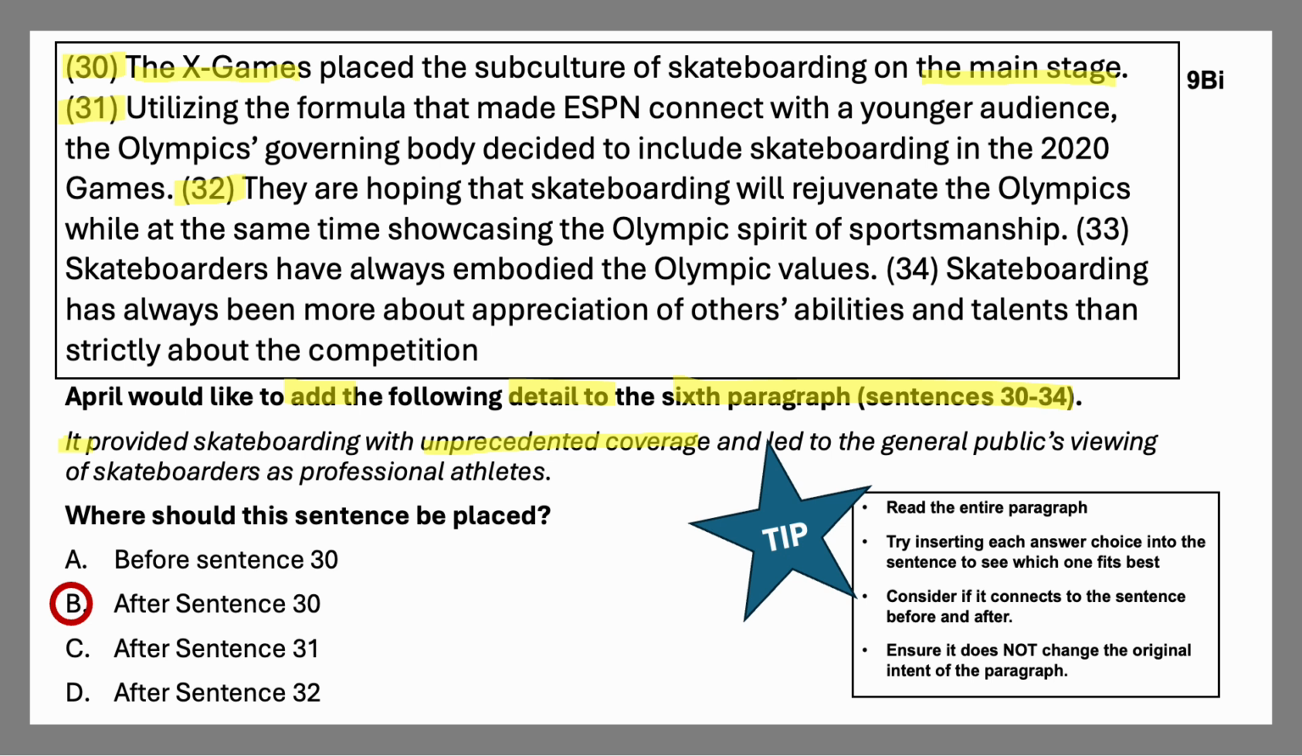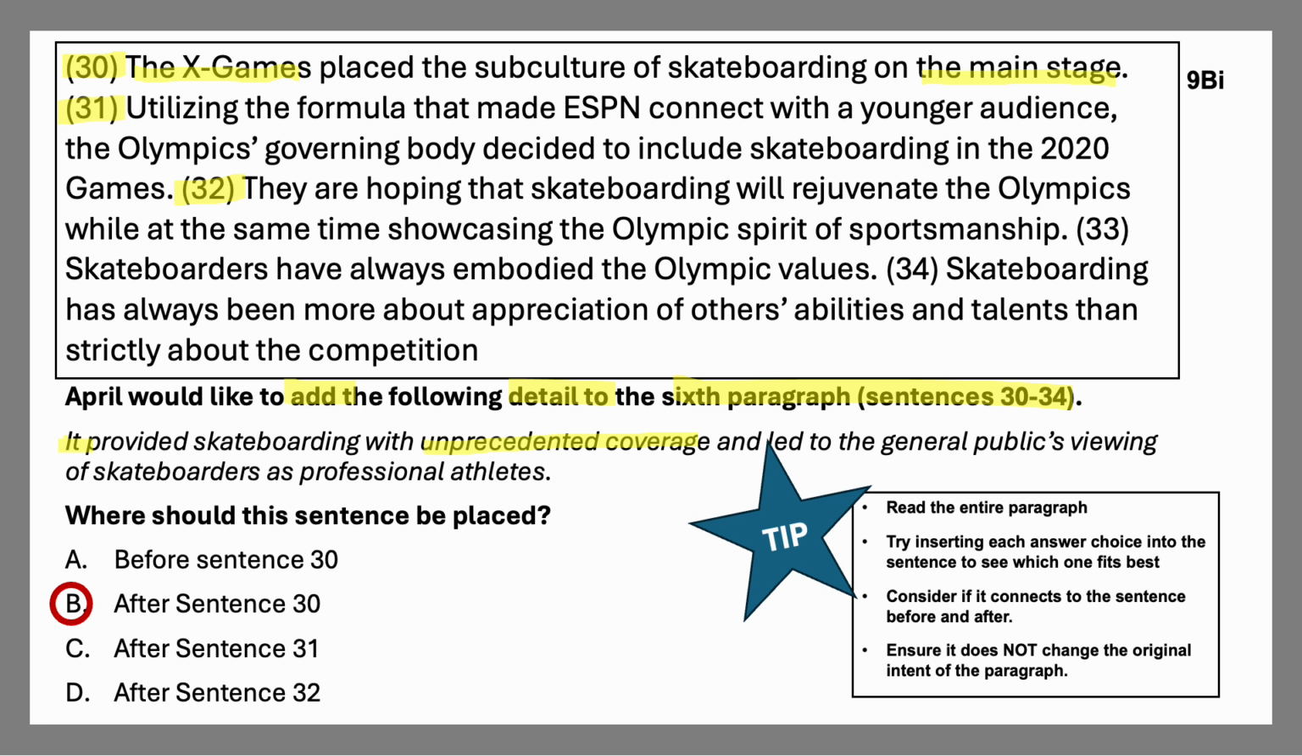31 is the distractor, though, because it has utilizing the formula that made ESPN connect with a younger audience. The Olympics governing body decided to include skateboarding in the 2020 Games. You could probably make a claim that the 2020 Games are what provided skateboarding with unprecedented coverage, but that's not logically sound, only because it is because of the coverage from the X Games that the Olympics included it in there. And so if I put it after 31, I'm now changing the intent of the paragraph, or now I'm kind of making something up because it wasn't the Olympics that provided that type of coverage.